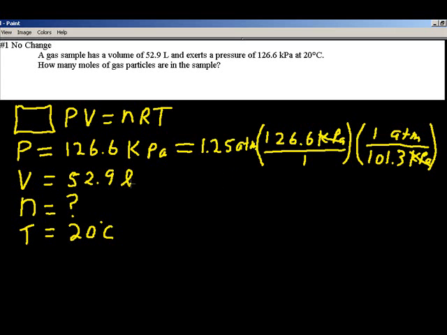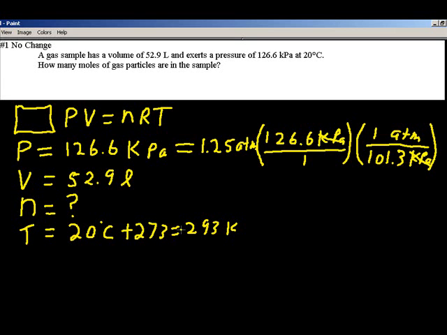Now, liters looks good. We don't know the moles. 20 degrees Celsius is not going to cut it. We have to convert that to Kelvin. And to convert to Kelvin, we take the degrees in Celsius and add 273 to it. And that gives us 293 Kelvin. So now we have all of our variables in the units that we want.